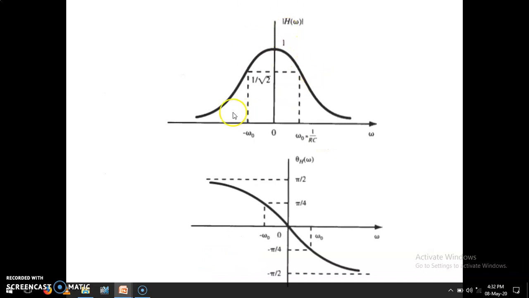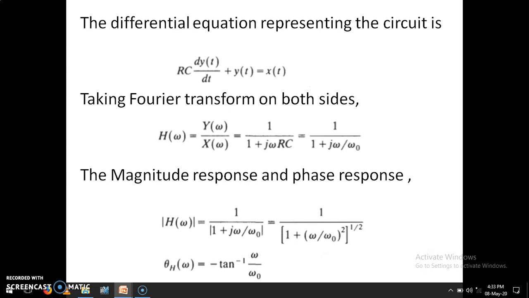The things are plotted here. We can see that this is a practical low pass filter. As ω increases and goes above the cutoff frequency ω0, the gain falls below 1 over root 2 of the maximum gain. And the phase response is an inverse tangent curve. However, we don't always need to actually plot the frequency response to find out what type of filter the given circuit is representing.